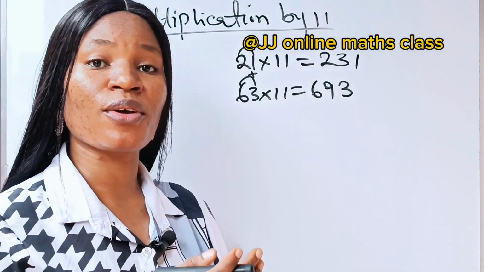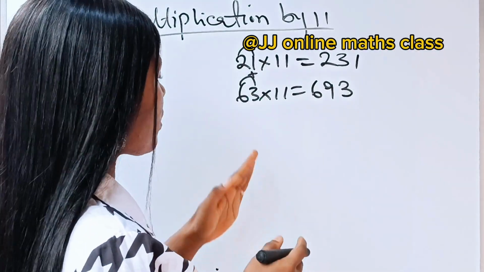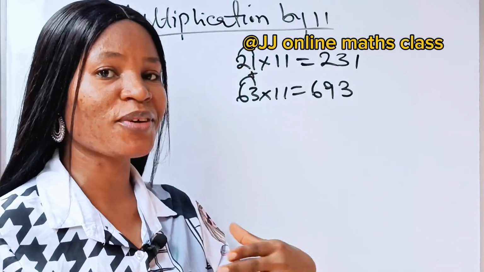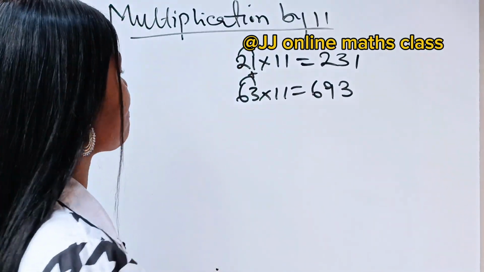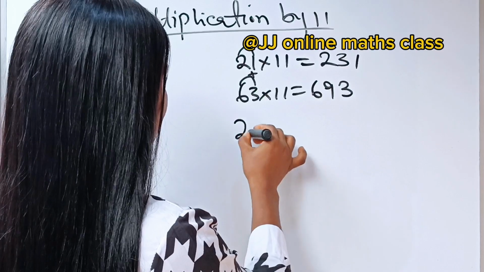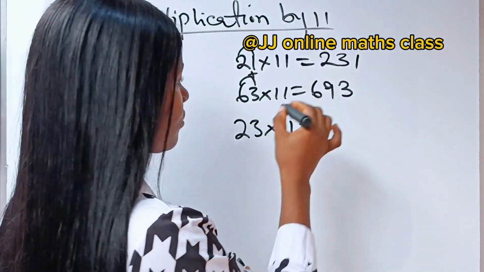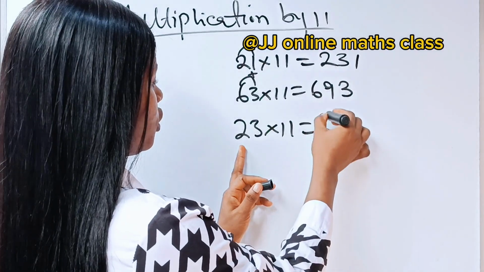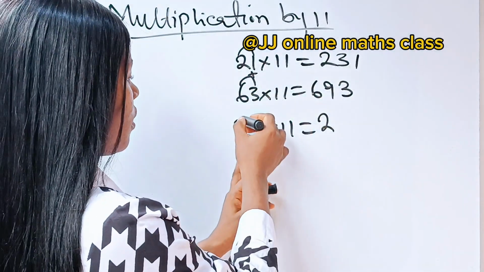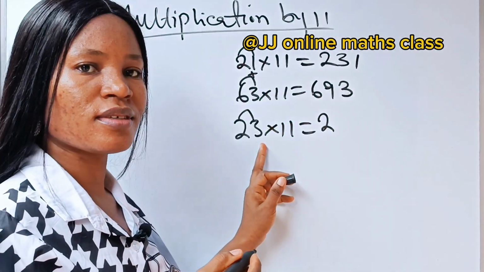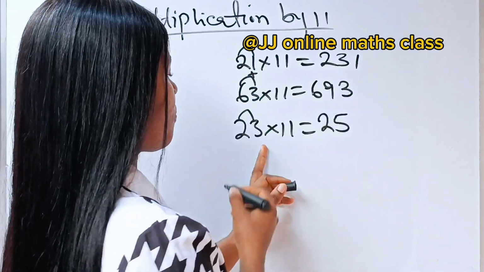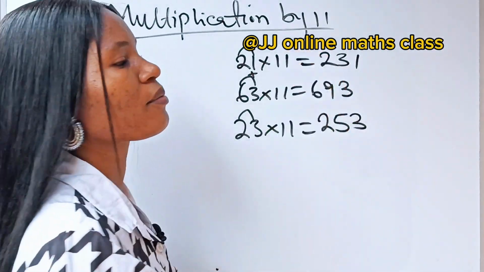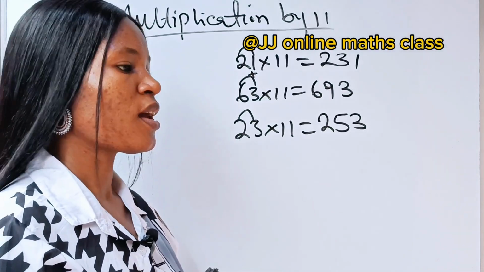Okay, I know what is going on in your mind. But before that, let's solve one more. Before we get to the question you have in your mind right now, you're asked to solve 23 times 11. You write the first number, which is 2. You add the first to the second, which gives you 5. Then you repeat the last number, which is 3. And this is your solution.